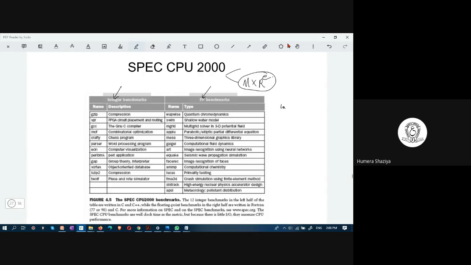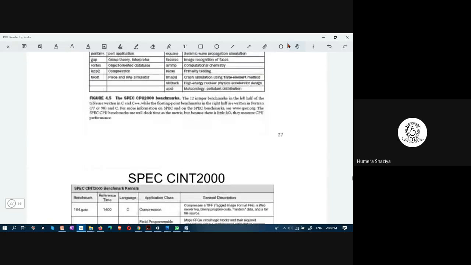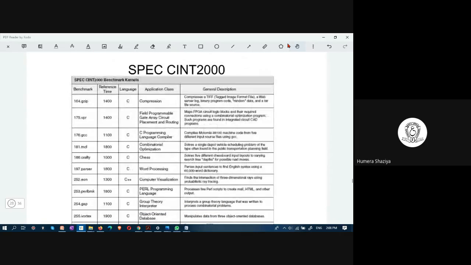Suppose you have input data comprising only integers for a particular application like compression or FPGA or parser; these are different applications. All right, and this is the description. So compression is for integer and it would take fewer CPU cycles when compared to floating point benchmarks, which are quantum chromodynamics for high-end applications, a three-dimensional graphics library, and a multi-grid solver in a three-dimensional potential field. These are high-end applications. These are like moderate applications. Therefore, you have two different specifications for benchmarks.